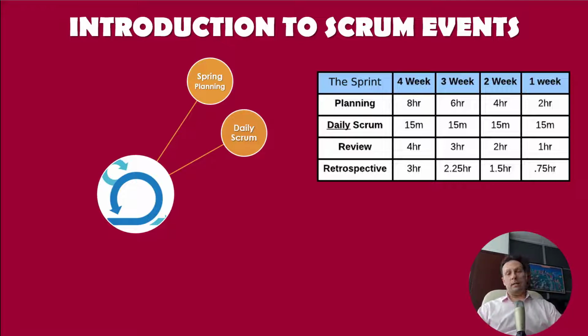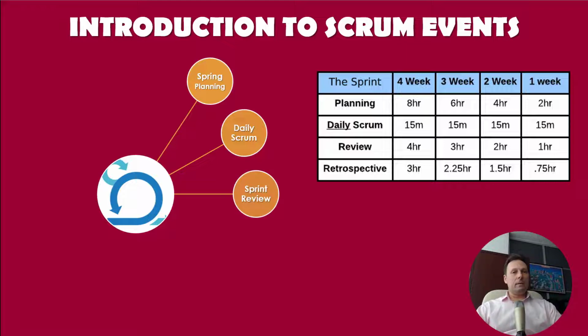Second one is daily Scrum. It's a meeting that occurs daily. It usually takes place at the beginning of each day so that developers can talk about what tasks they will be doing and what they need to accomplish these tasks.